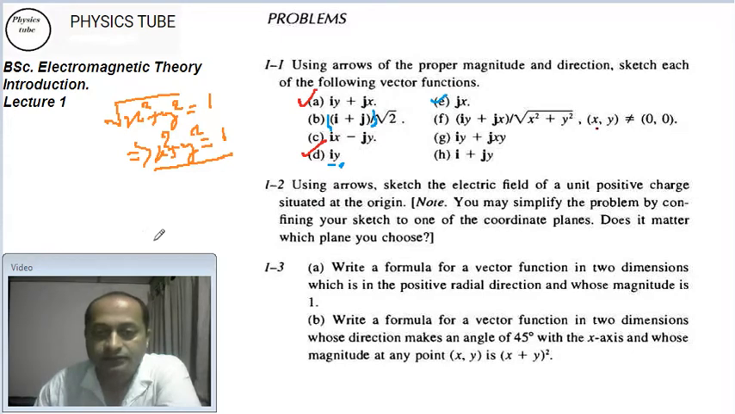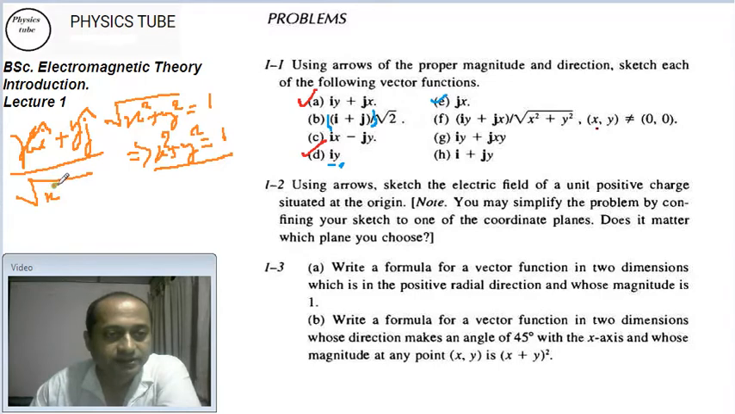Now they are asking you to write a vector formula for a vector function in 2 dimensions, x and y, whose positive radial direction... So I want to plot a direction like this. So x squared plus y squared is equal to 1. So if I take xi plus yj, divided by 1, that means the square root of x squared plus y squared.